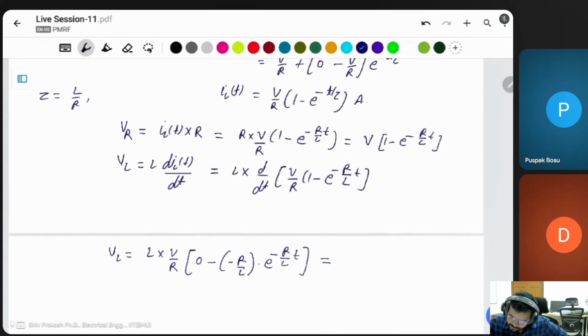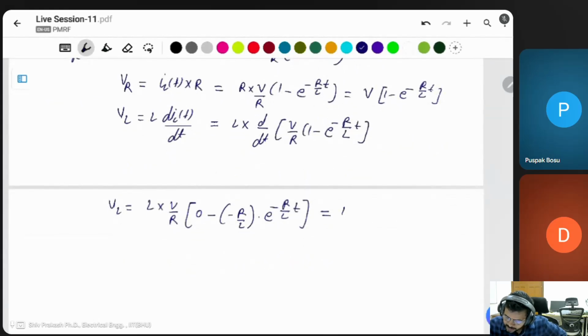VL is equal to L into V by R into R by L into e to the power of minus R by L into T. L cancels out, R cancels out, so VL is equal to V into e to the power of minus R by L into T.